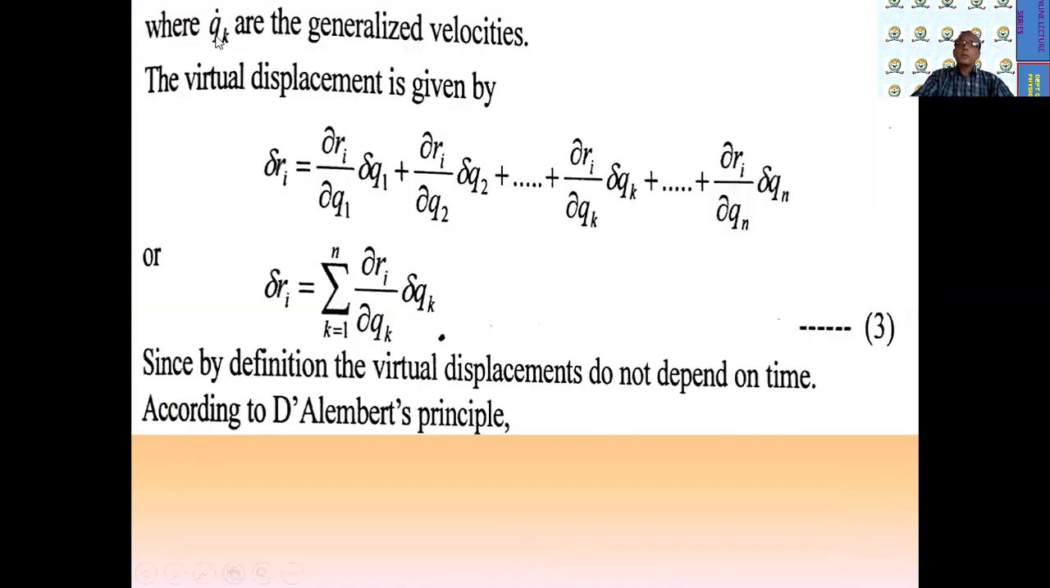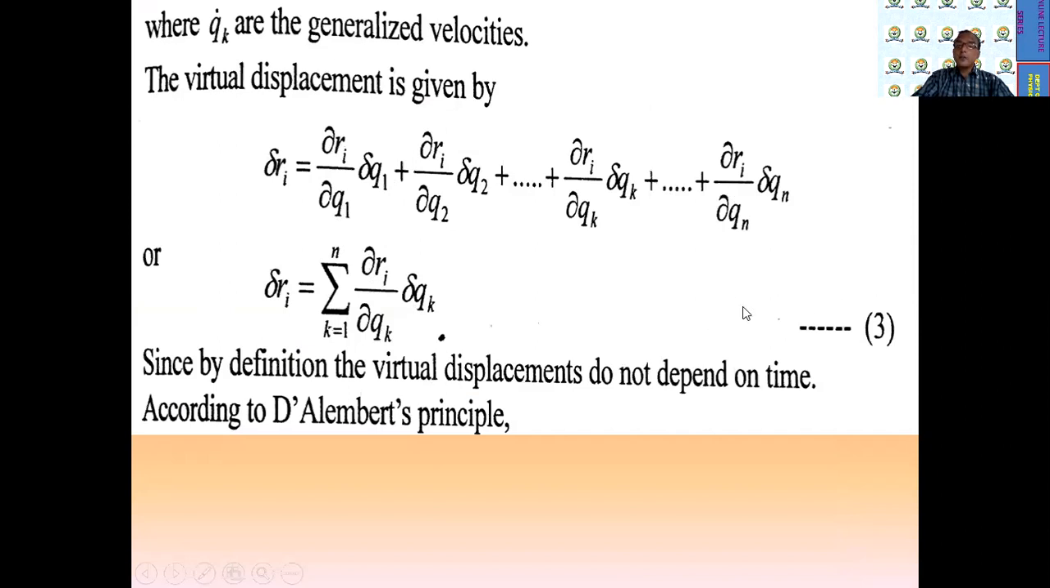But we know the qk dots are the generalized velocities. Therefore, according to the virtual displacement delta Ri, it may be written as ∂Ri/∂q1 times δq1 plus ∂Ri/∂q2 times δq2 plus and so on. In this way, we can write in general delta Ri equal to the summation k goes from 1 to n of ∂Ri/∂qk times δqk. This is equation number 3.